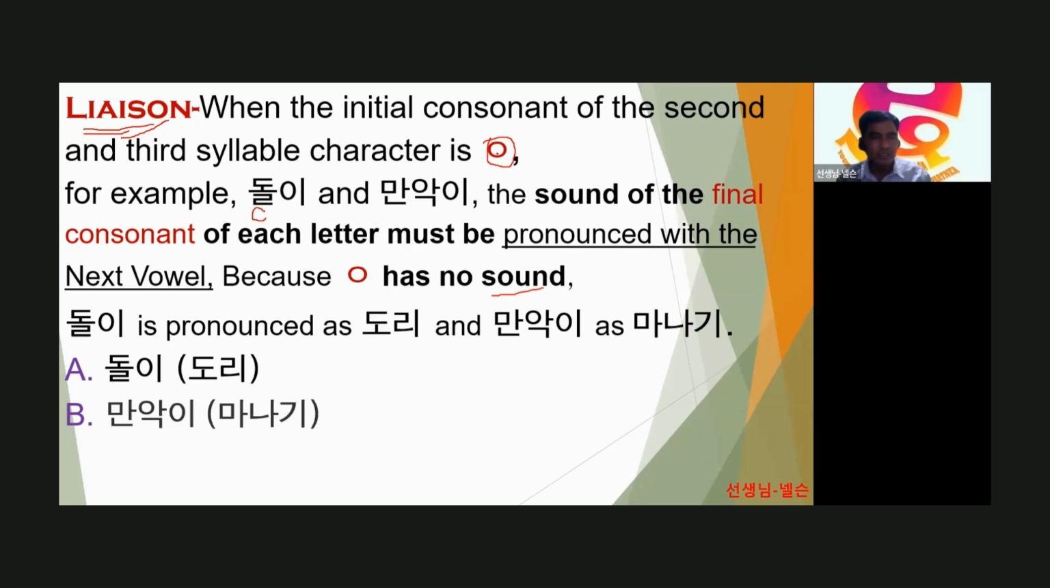So, this is an initial consonant with no sound and no meaning. Meaning, it comes with a vowel, either a, o, etc. For example, here, riol is a consonant. Then the one that follows, although it is an initial consonant, has no meaning.